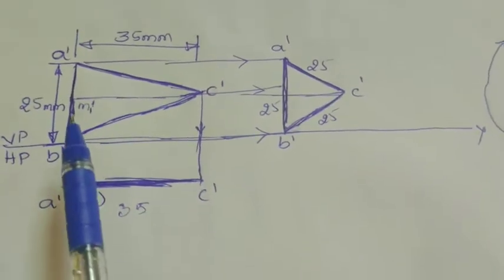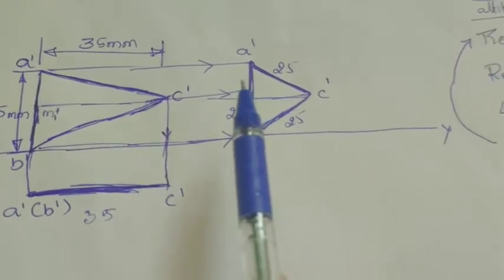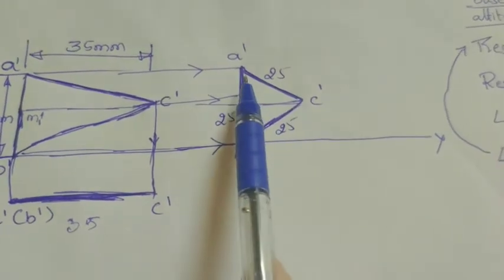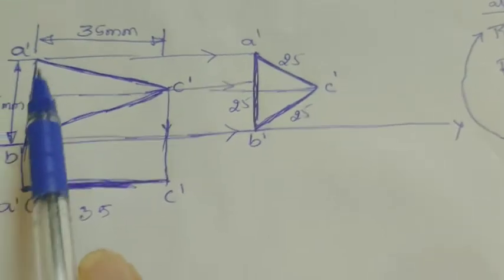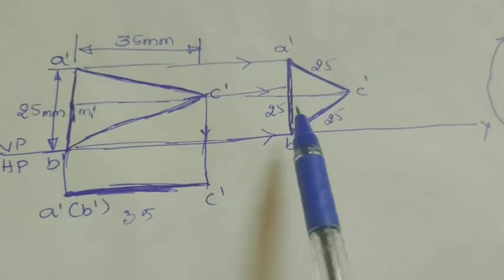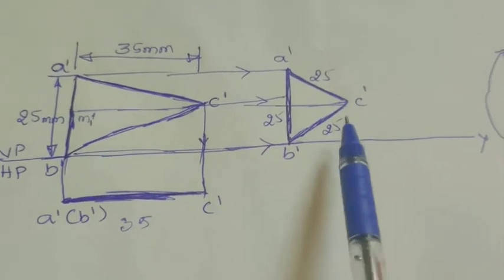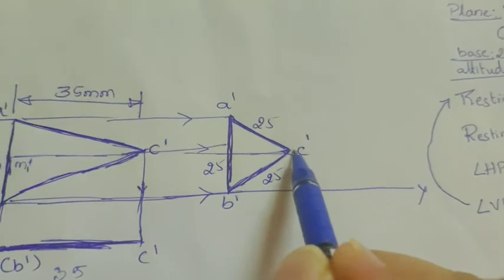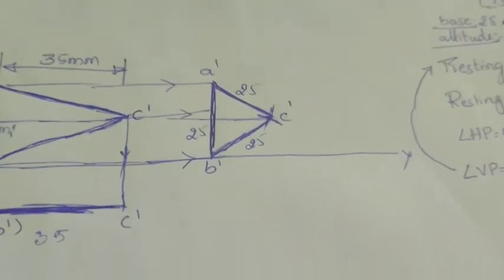Then draw projection lines from A dash, C dash and B dash to get an equilateral triangle of 25 mm sides. How are we going to draw that? First we draw the A dash B dash line, which is 25 mm, equivalent to this A dash B dash. Then, taking B as center and A dash as center, we draw two arcs of 25 mm dimension so that we get C dash.